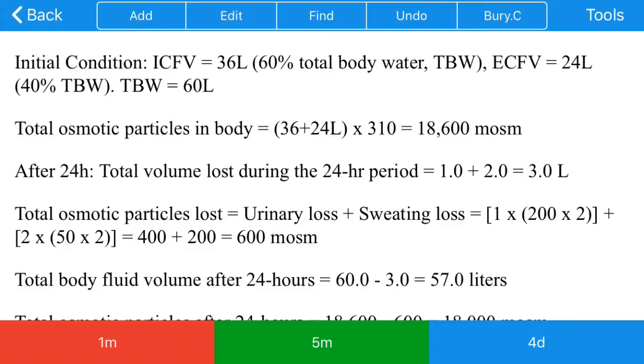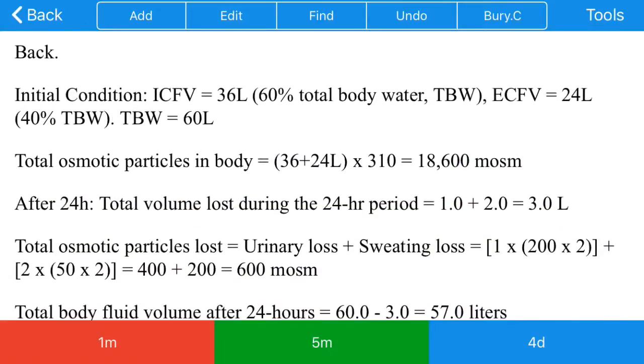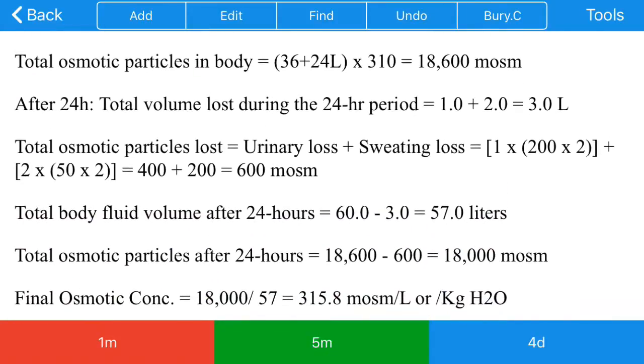He weighs 100 kilograms. How is 24 40% of his total body weight? Okay, this is stupid. I think this is supposed to be 70 kilograms. So then you calculate how many milliosmoles he has total. He's lost 3 liters, and he's lost 600 milliosmoles.